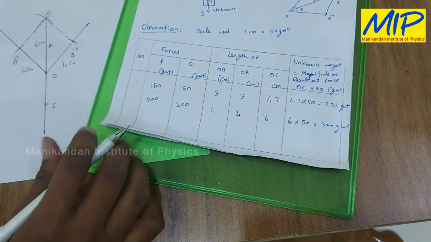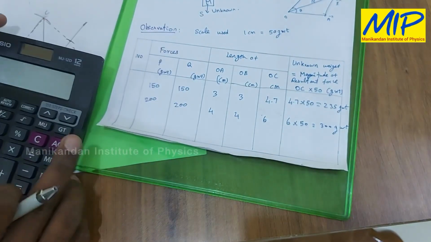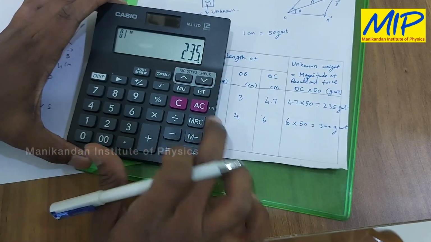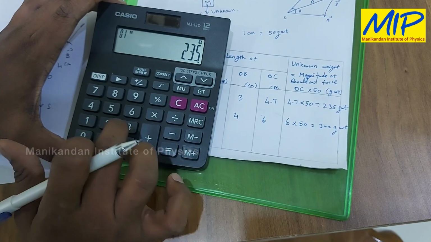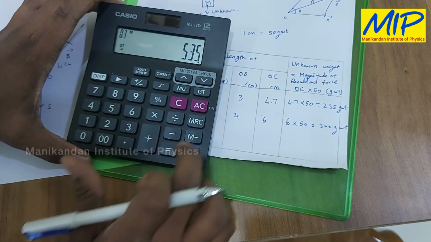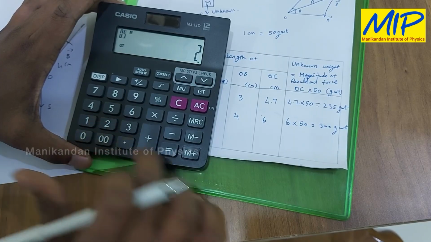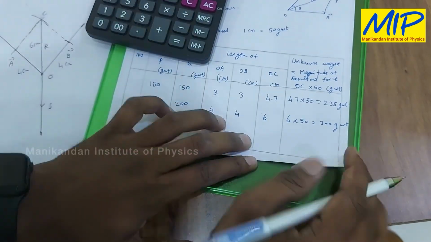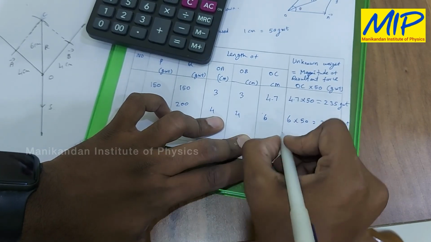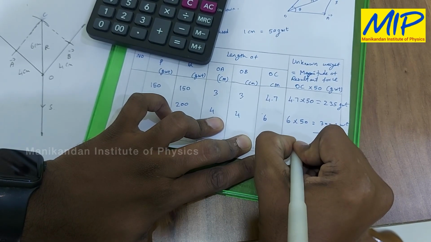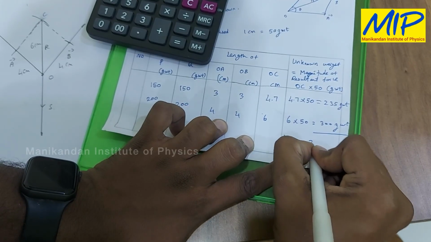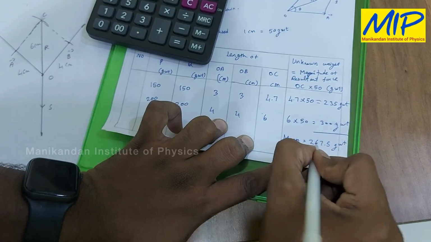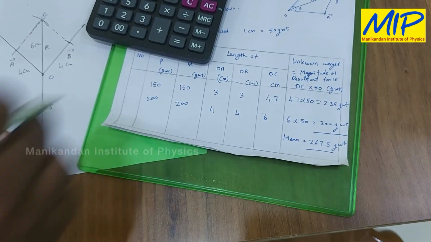So if we are taking the average between these two, I can simply take 235 plus 300 divided by 2. So this is my 267.5. This is my average value. So my mean value equals 267.5 gram weight. So this is my result.